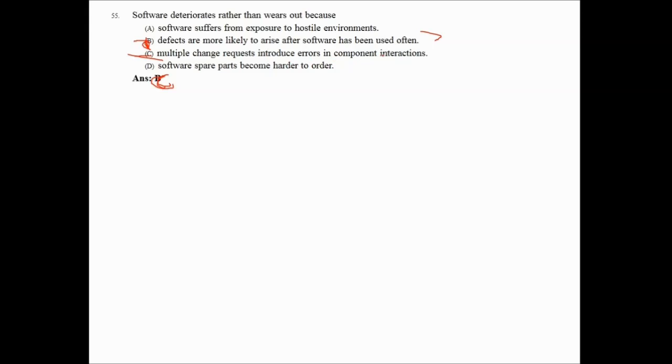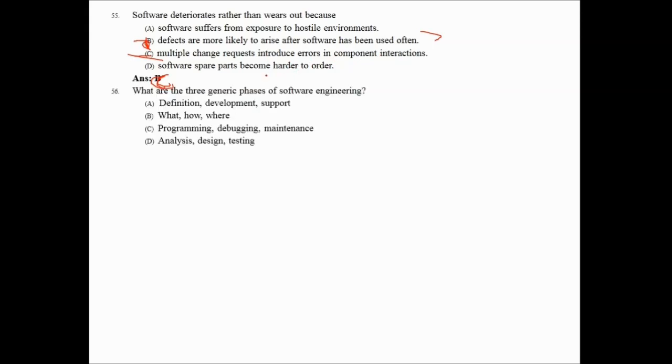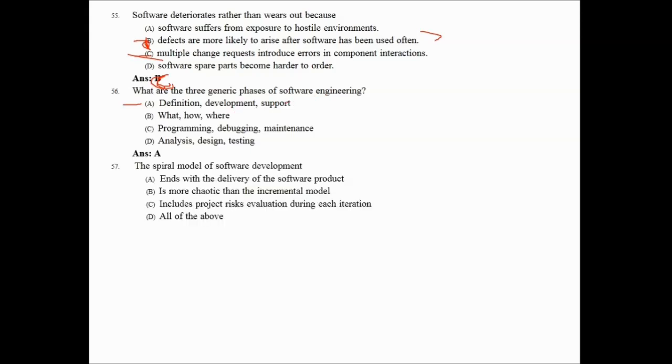Multiple change requests introduce errors in component interaction. So what are the three generic phases of software engineering? Can you guess? It is definition, development and support. DDS, you can say. The spiral model of software development, what does it do? It includes project risk evaluation during each iteration. So, the spiral model is all about risk management.